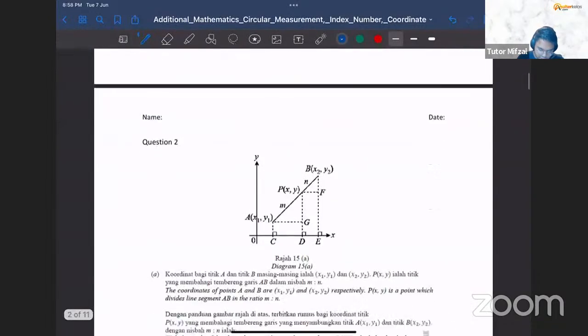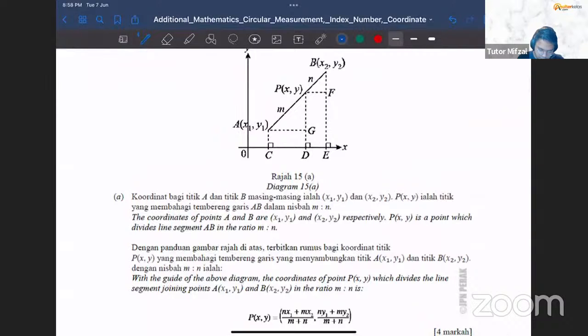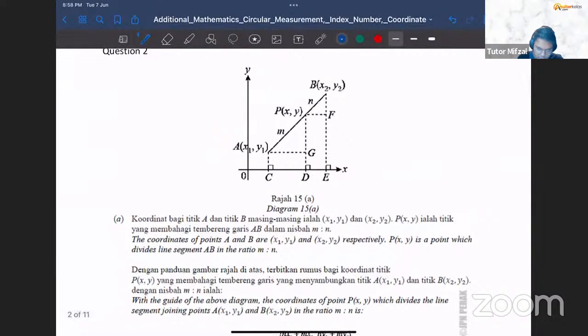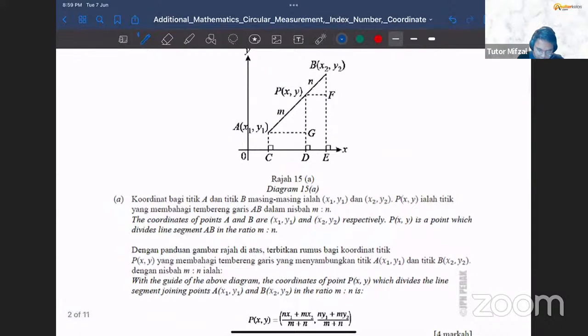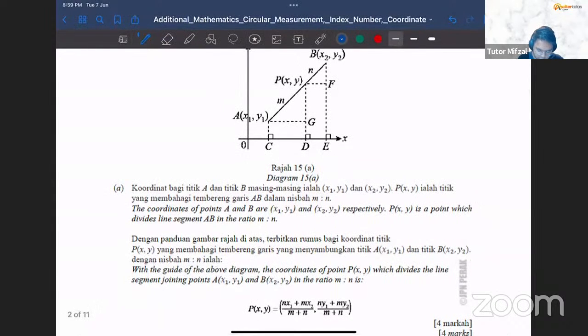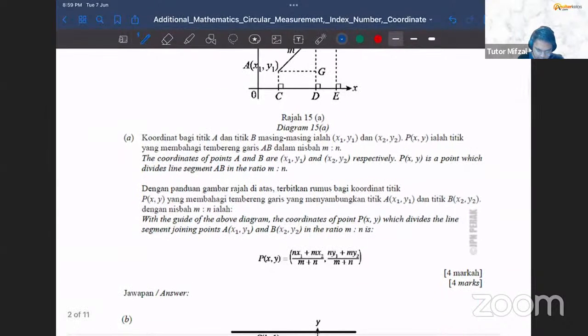Now, we enter the second question. All right. The coordinates of points A and B are x1, y1 and x2, y2 respectively. Okay. P(x, y) is a point which divides line segment AB in the ratio m:n. So with the guide of the above diagram, the coordinates of point P(x, y), which divides the line segment joining points A(x1, y1) and B(x2, y2) in the ratio m is to n, is P(x, y) with n x1 plus m x2 and n y1 plus m y2, yada yada yada lah.